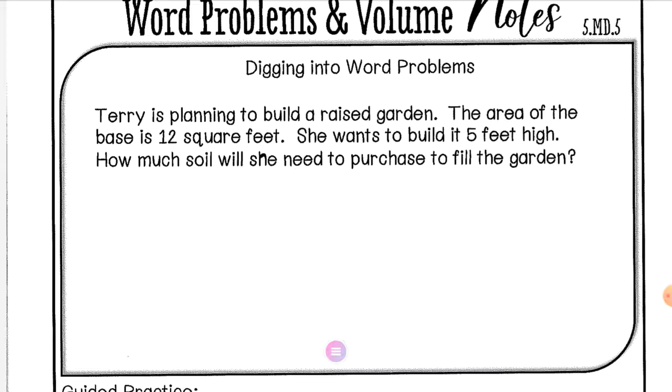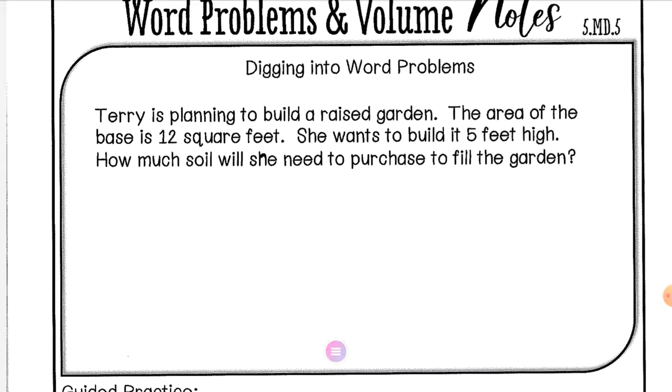Okay, she's filling the garden. So that means I'm finding the volume of whatever shape it is. It gives me the area of the base and the height. So really, do I have to know what shape it is? No, because what is the formula for any prism volume?